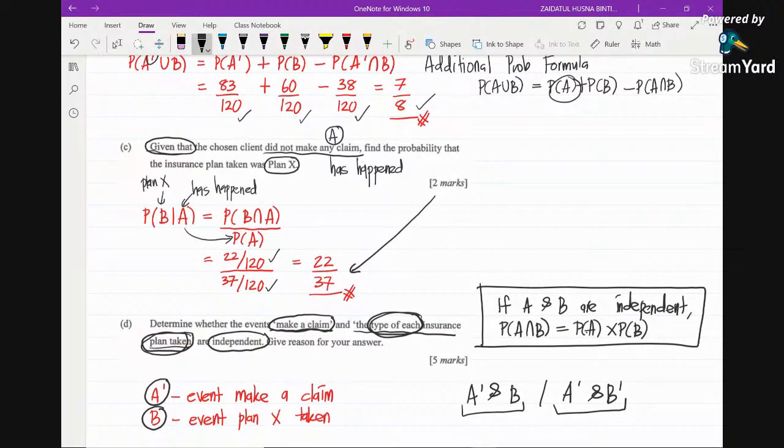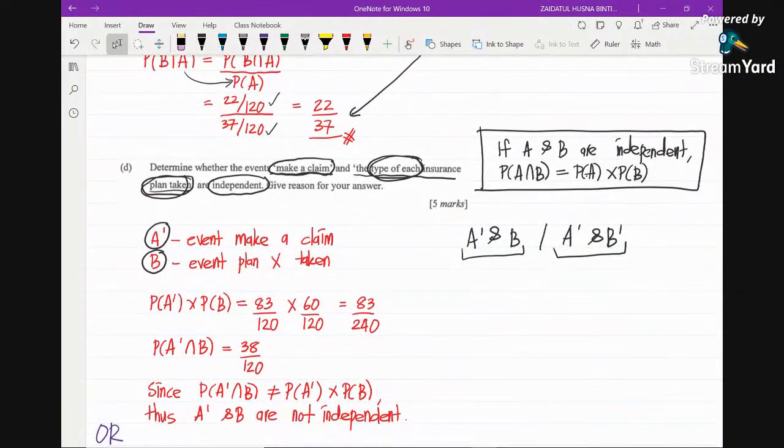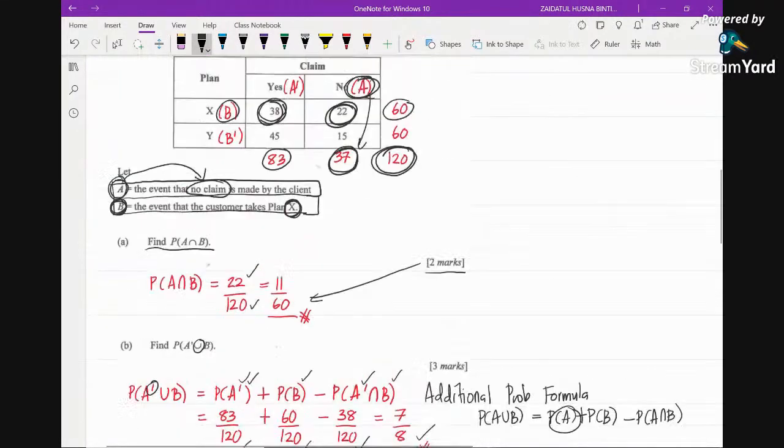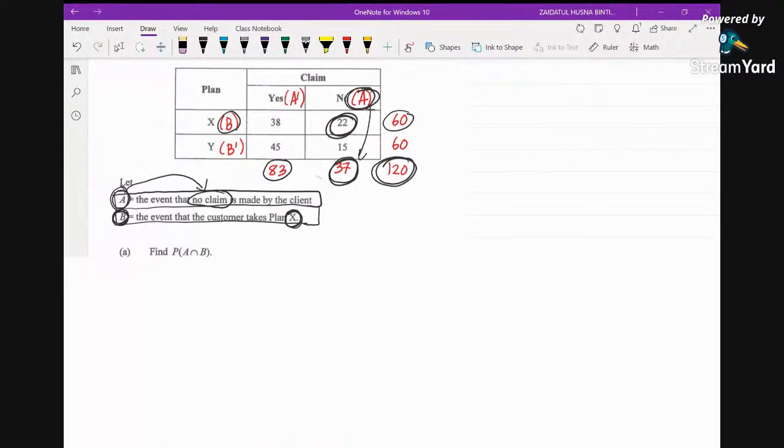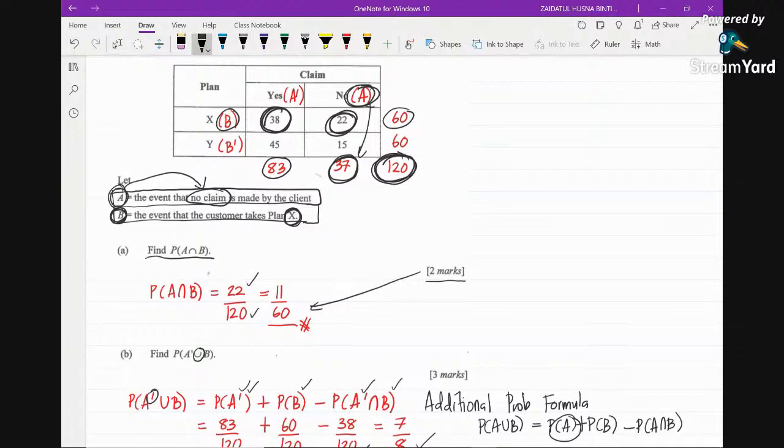For the first method, we check whether A prime and B are independent. First, let's get the probabilities. Probability of A prime is 83 over 120, which we can obtain from the table, and probability of B is 60 over 120. If you multiply the two, the value is 83 over 240. Where can we obtain the probability of A prime intersect B? It can be obtained directly from the table. This is where the event A prime intersects with B, so the value is 38 over 120.